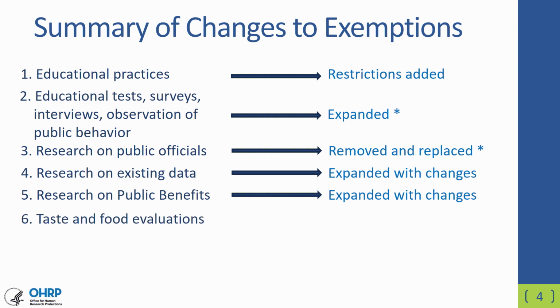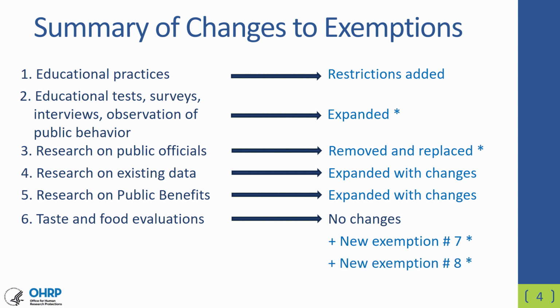Exemption 6 for taste of food evaluations remains exactly the same. And then there's the new Exemption 7 for the storage and maintenance, and new Exemption 8 for the secondary research use of identifiable biospecimens and identifiable information. Also, here in the exemptions, we see the new concept of limited IRB review, which is applicable to Exemptions 2, 3, 7, and 8.